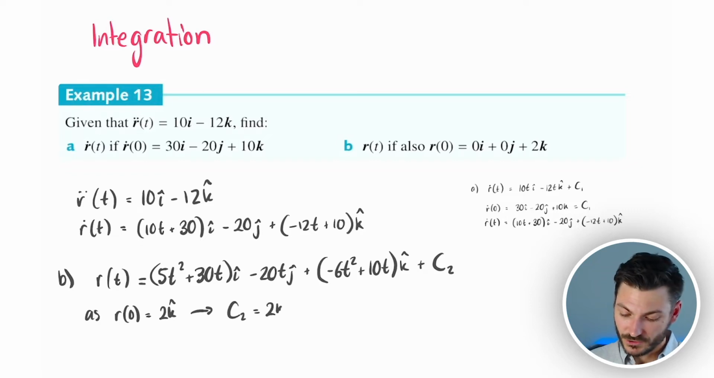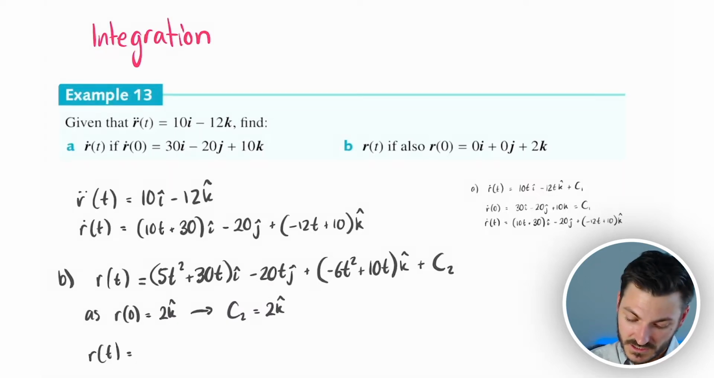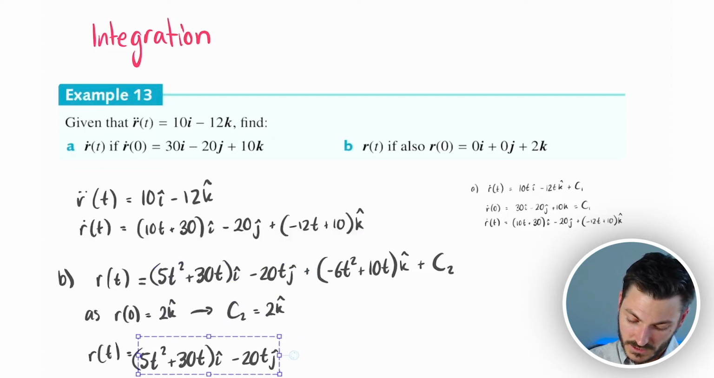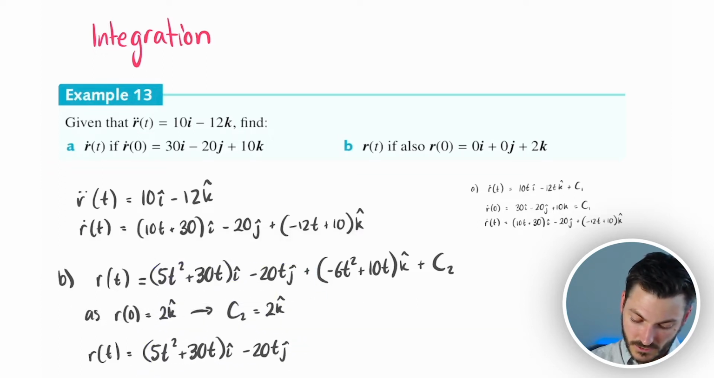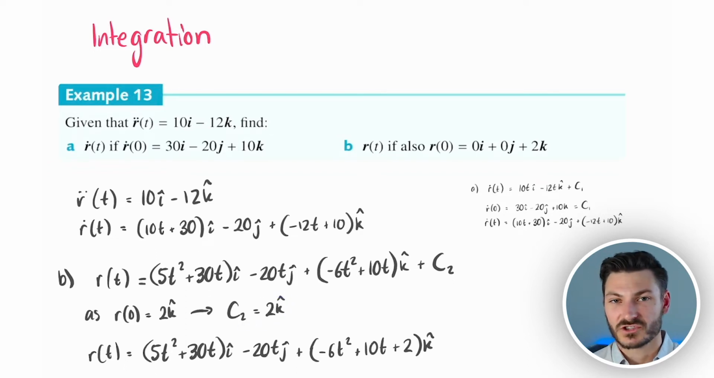Now, if C2 just equals 2k, I'm just going to take the 2 and put it back in these brackets, right? So this C2 being 2k is just going to jump into here. To save myself a bit of time, I'm going to grab all this, duplicate it, and say r of t equals all this, except we have an extra 2 in the k direction. Nice, we've finished. We've got our position and velocity vectors from an acceleration vector.